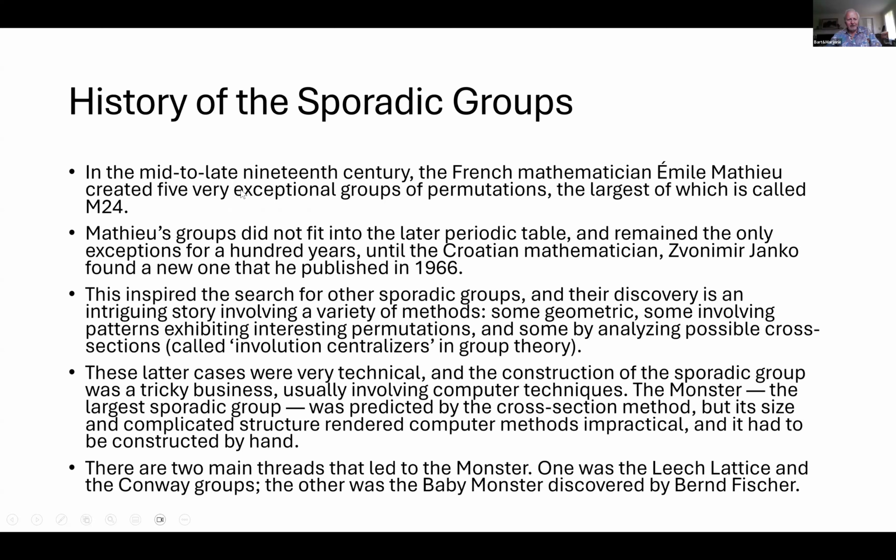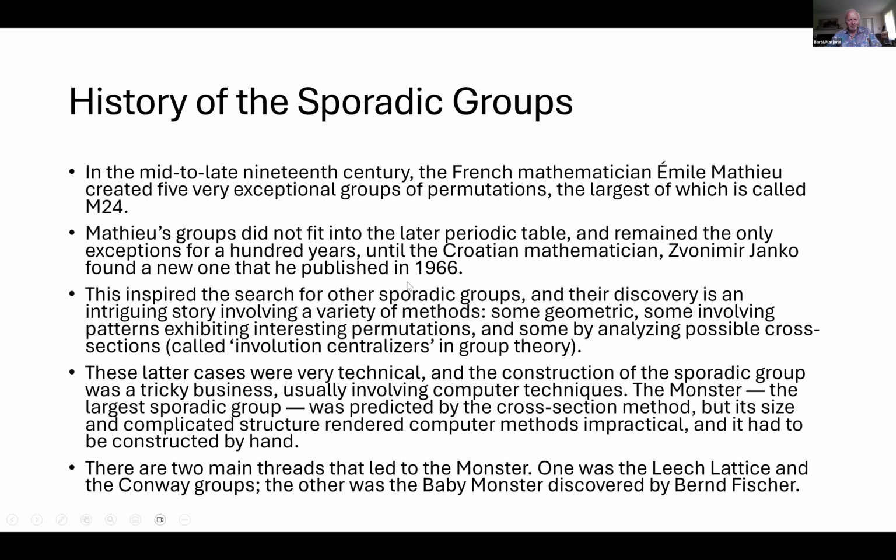Well, in the mid to late 19th century, the French mathematician Émile Mathieu created 5 exceptional groups of permutations, the largest of which is called today M24 in honor of Mathieu. But they didn't fit into any sort of later periodic table, and everyone was puzzled about these 5 exceptions. And it took like 100 years.